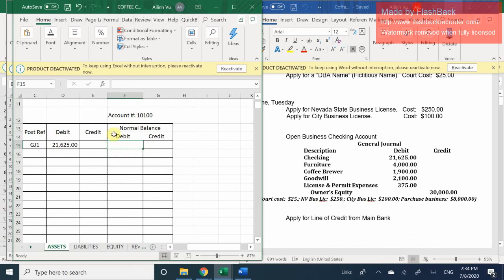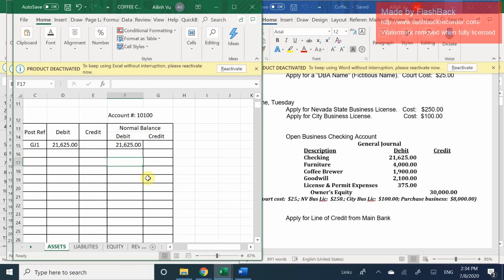Now, did we start with anything? No. But we just added money. So therefore, my current balance in my banking account will be for how much? 21,625. Exactly. It's going to be for this amount.